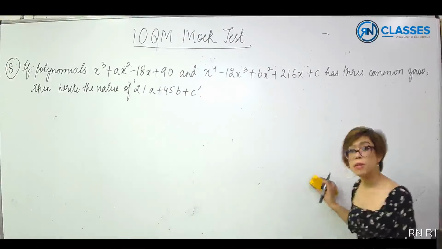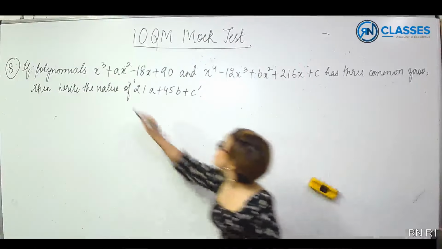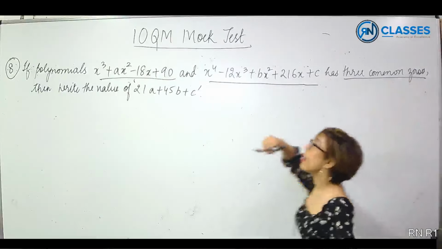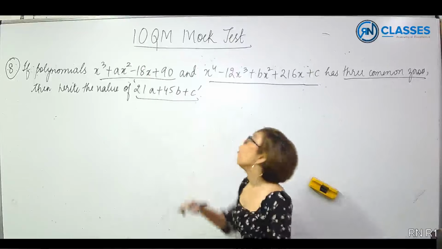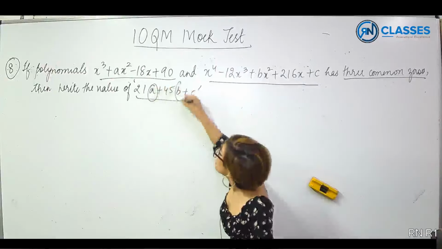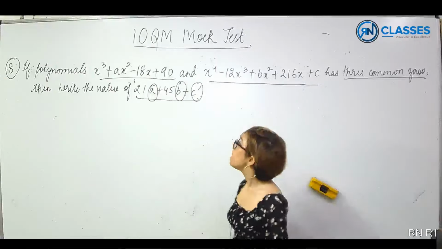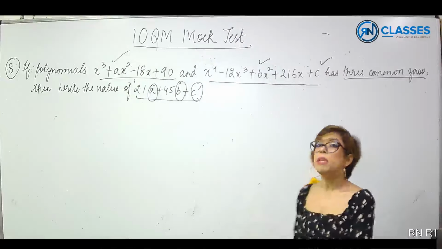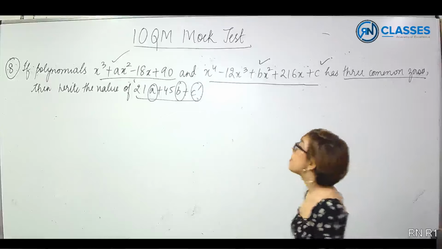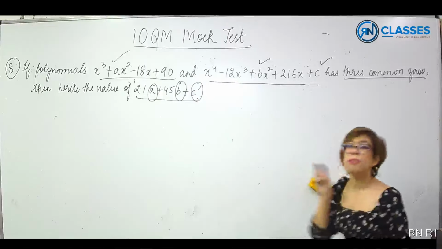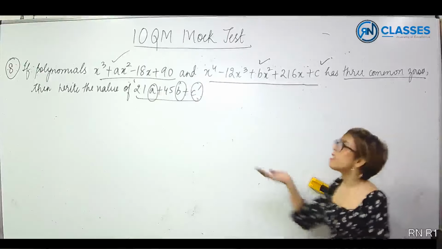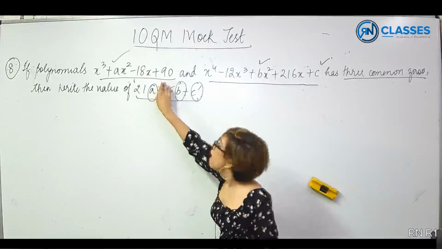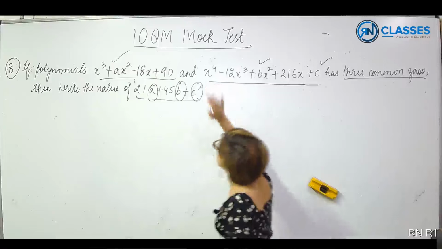Alright, on to the next one. Now he says if polynomials this and this have 3 common zeros, then write the value of this expression. Now, obviously if I can find out A, B and C, my problem will be solved. Now where is A? A is here, B is here and C is here. The condition given to us is that the polynomials have 3 common zeros. Mind it, this is a cubic polynomial, right? It will have 3 zeros anyway. And leading coefficient 1.